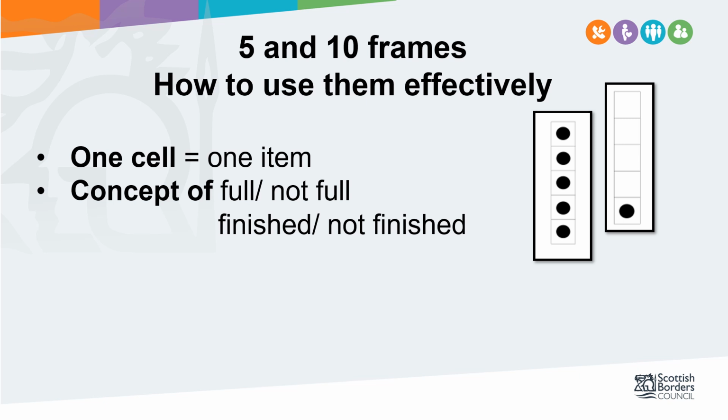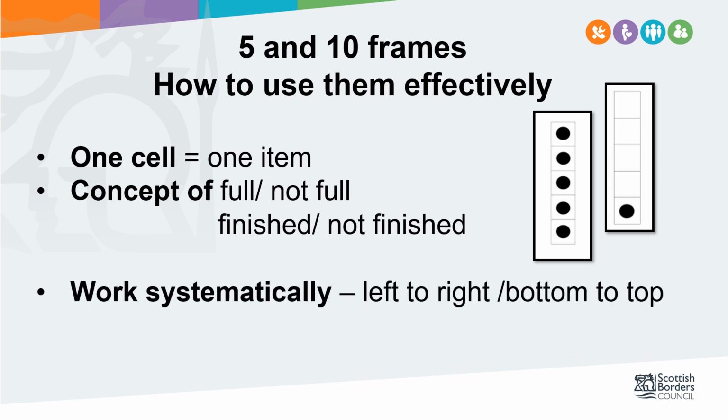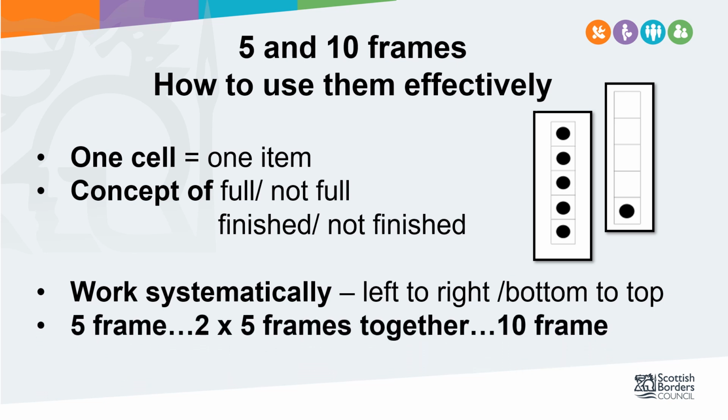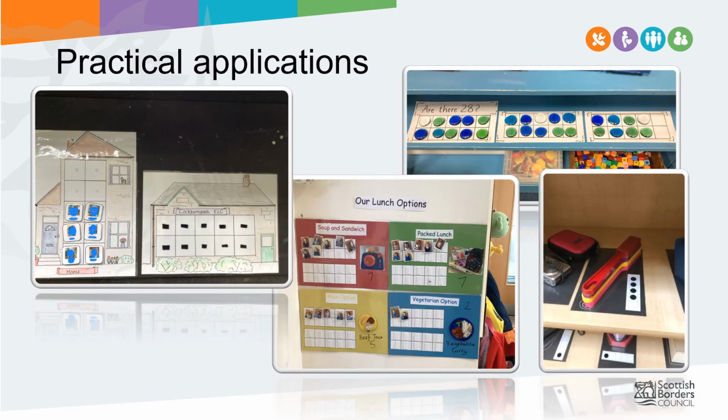from left to right or bottom to top. If a 5 frame becomes full, then put another 5 frame with it. The maximum is two 5 frames to make a 10 frame. Never have three, because we work in base 10. They can be used in a variety of practical contexts to support this perceptual subitising.